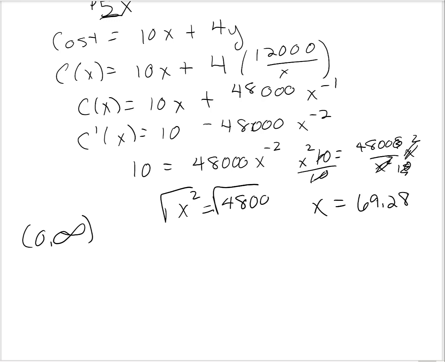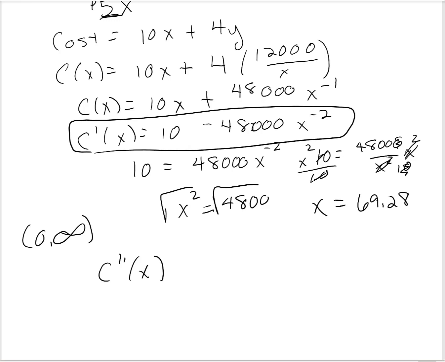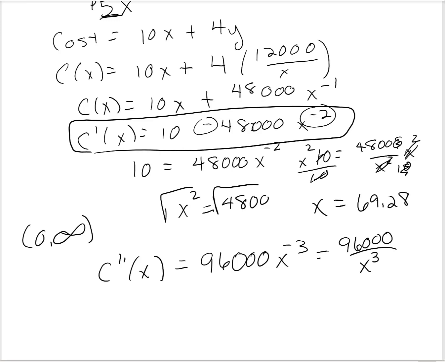So anytime that happens where I can't do a closed domain, I want to take the second derivative. So here was the first. I had 10 minus 48,000 x to the negative 2. When I take the second derivative, the negative 2 comes down, so this negative is going to be a positive. I have 96,000 x to the negative 3. Well, this is 96,000 over x cubed. This is so important that I have this positive number on top and I have x cubed on bottom where all of the numbers are positive. So I have positive over positive.